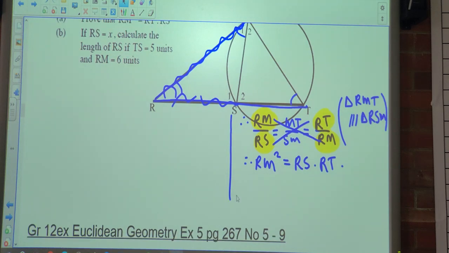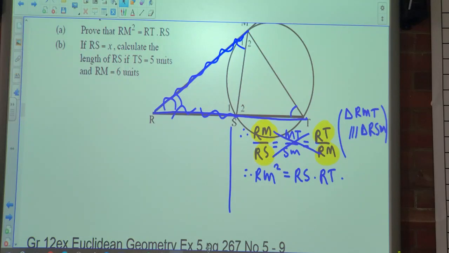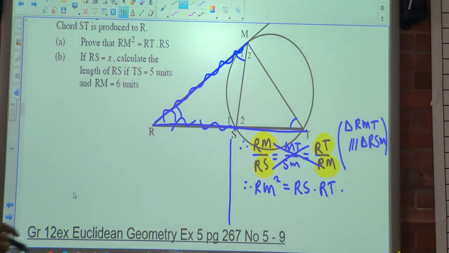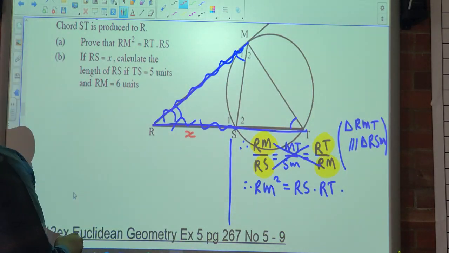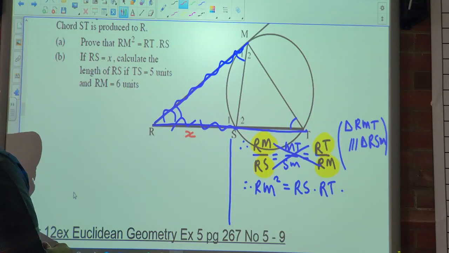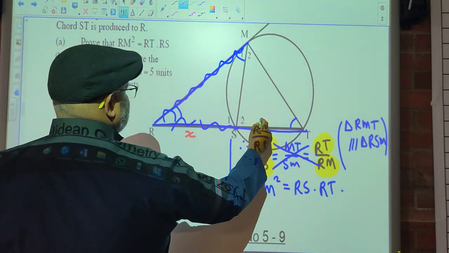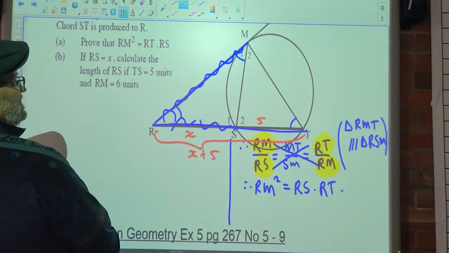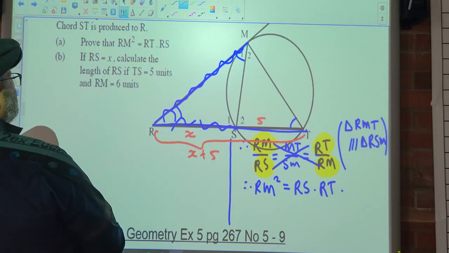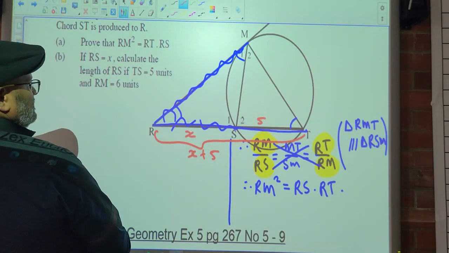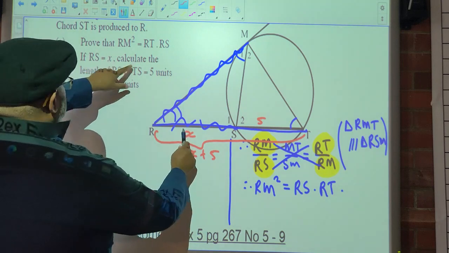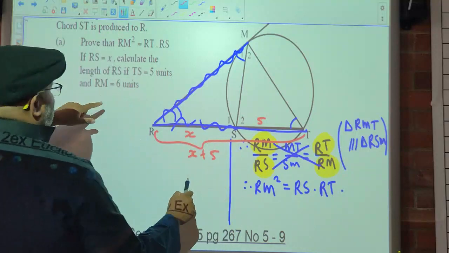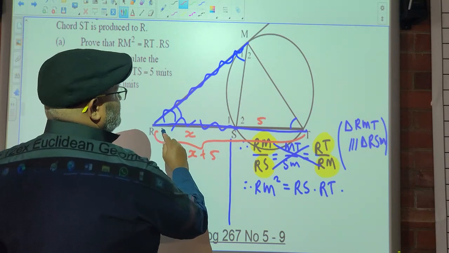We are told that if RS is x, and TS is 5, so what is RT? x plus 5. RM is 6. The question says calculate the length of RS, which is x, if TS is 5 and RM is 6.